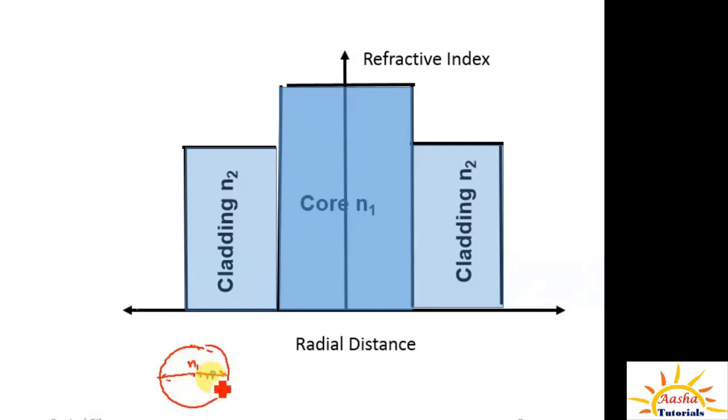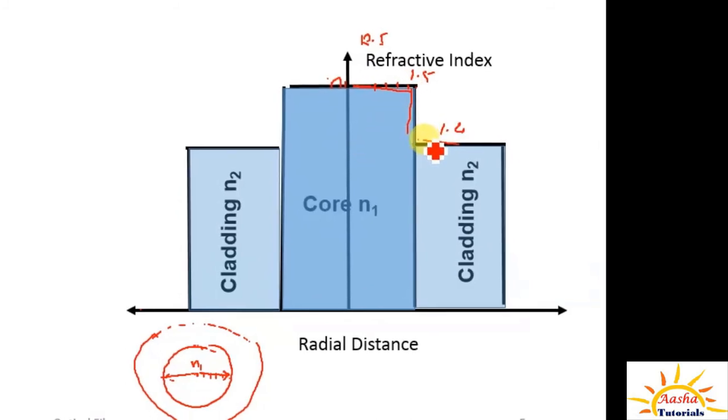So anywhere, the value of the refractive index of the core is constant, and abruptly, as we enter the region of the cladding, the refractive index suddenly drops. If I say the refractive index of the core is 1.5 and the refractive index of the cladding is 1.4, then at this core-cladding interface it abruptly changes, and then again you find the cladding has a constant refractive index. If we draw a graph of refractive index versus radial distance, we get a structure like a step, and that's why this kind of optical fiber is called a step index optical fiber.